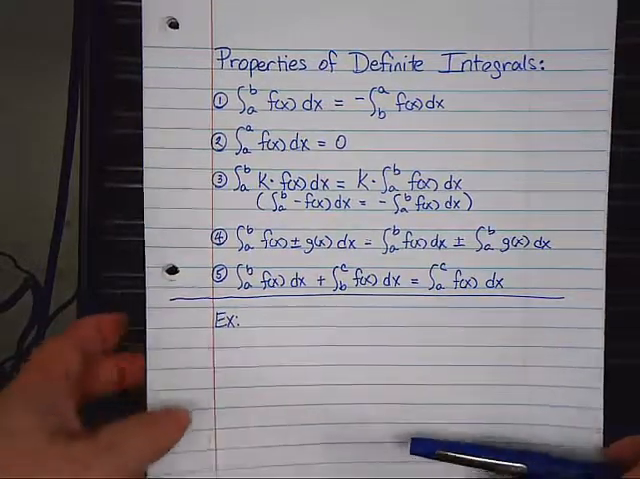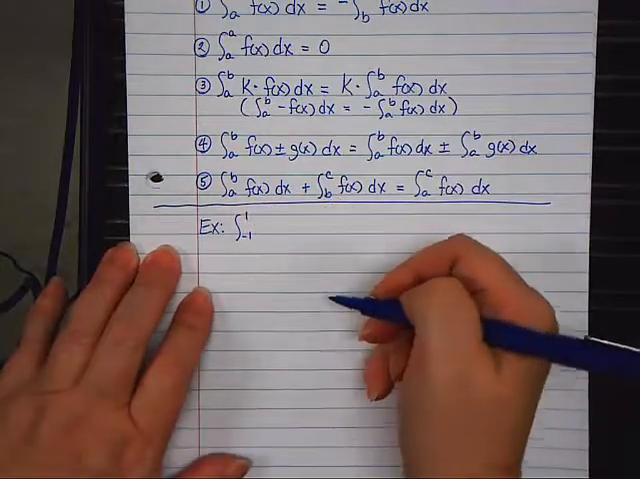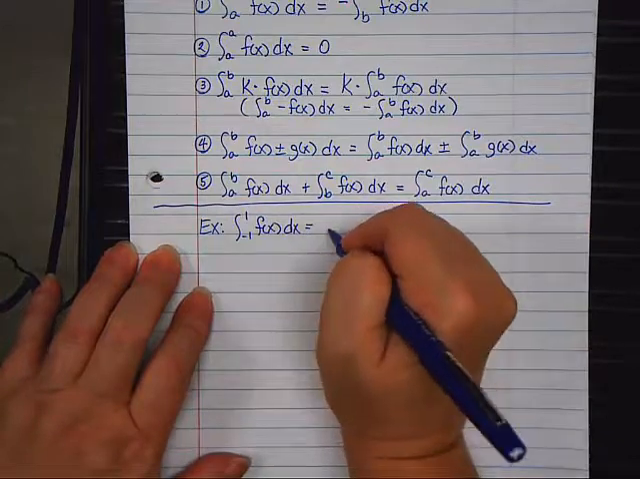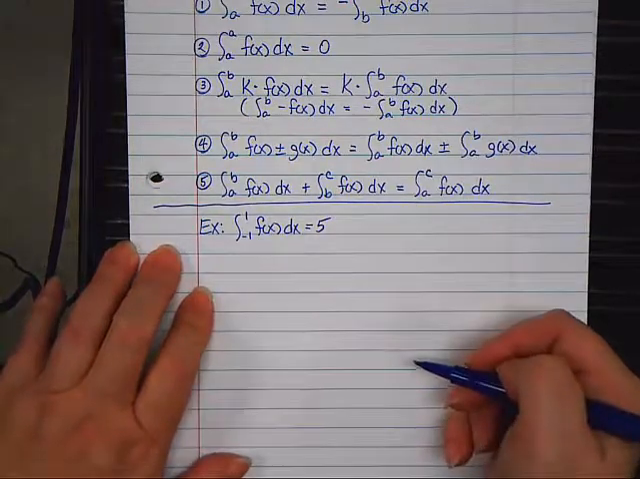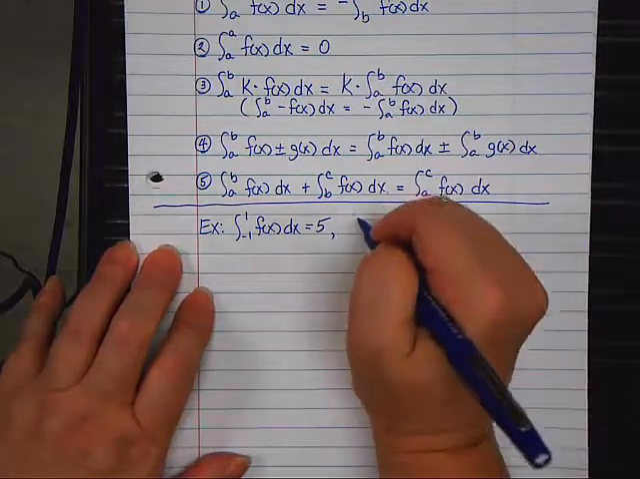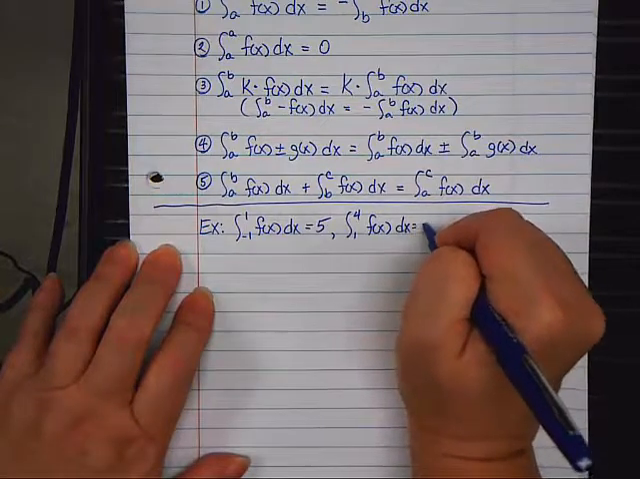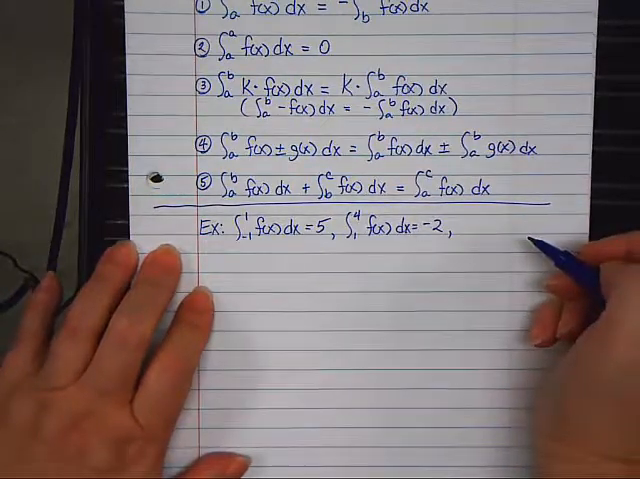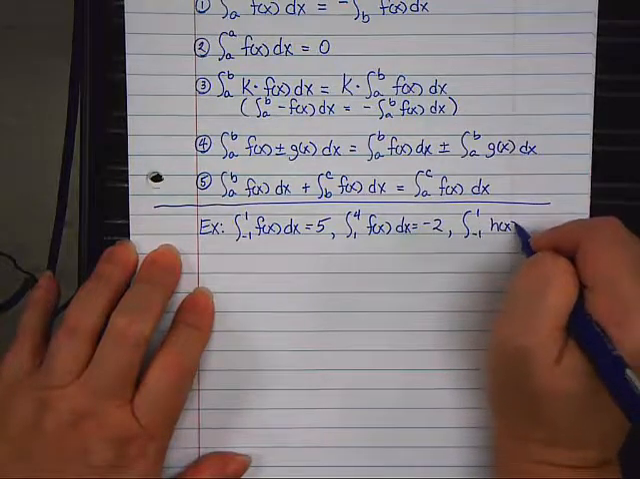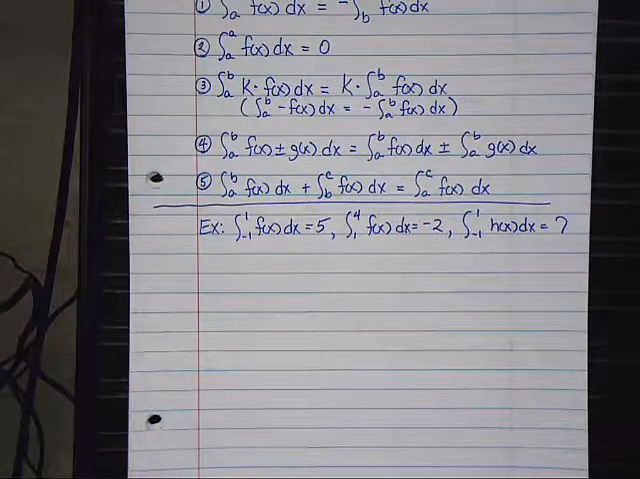I'm going to put down some given information. Here's the given information. The integral from -1 to 1 of f of x dx is equal to 5. Write that down. Comma. The integral from 1 to 4 of f of x dx is equal to -2, comma. And then the integral from -1 to 1 of h of x dx is equal to 7. That's the given information.